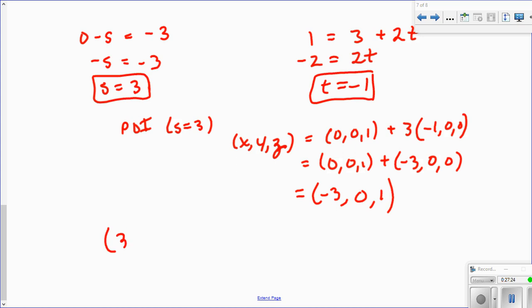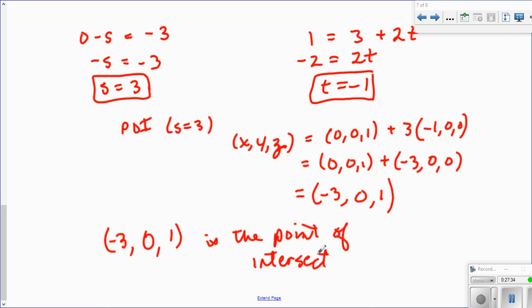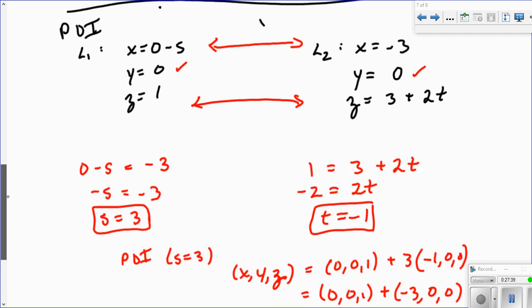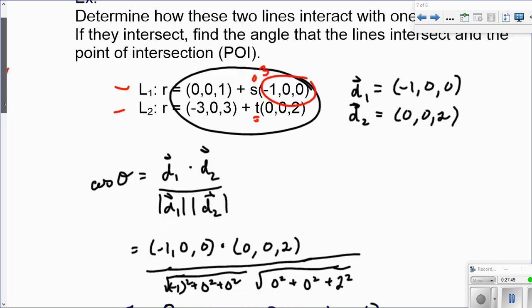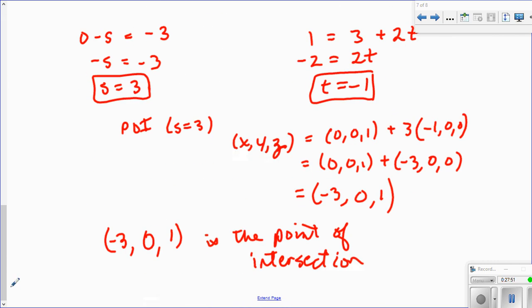So that is the point of intersection. Now I would have gotten the same point if I used the second line and the value for the parameter t equals negative 1. If I would have used the second line with t equals negative 1, I would have got (-3, 0, 1) as well. So I would have gotten that same point of intersection here.